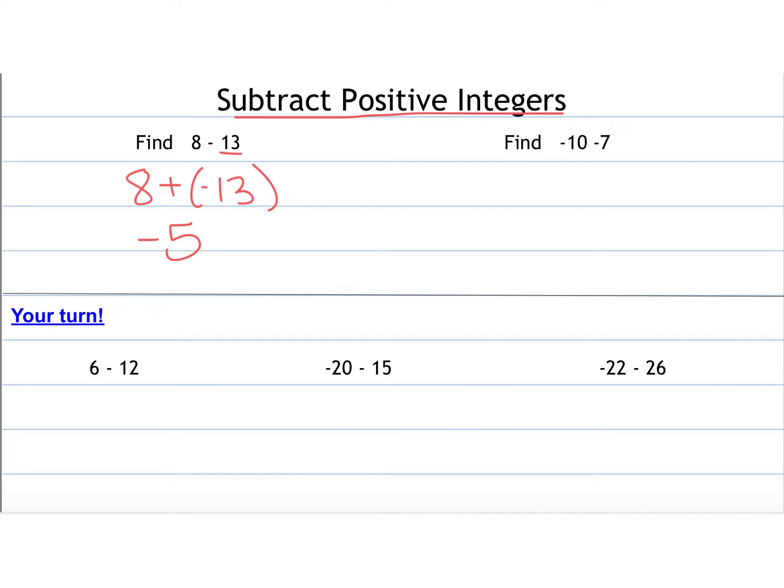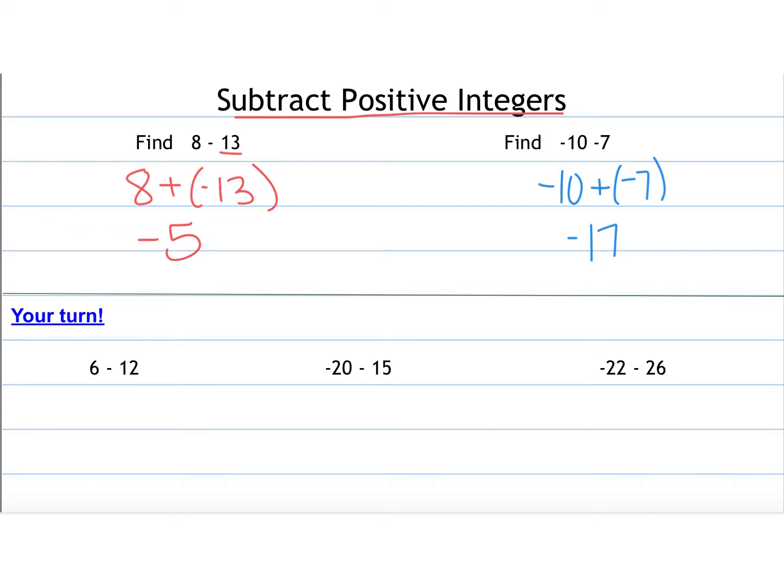-10 minus 7. Again, keep the first number the same. We're going to then add the opposite. This is a positive 7, and the opposite of a positive 7 is a -7. Now, the signs are the same. Both of them are negative, so we can just add them together. 10 plus 7 is 17. Since they're both negatives, that means our answer is going to be -17.